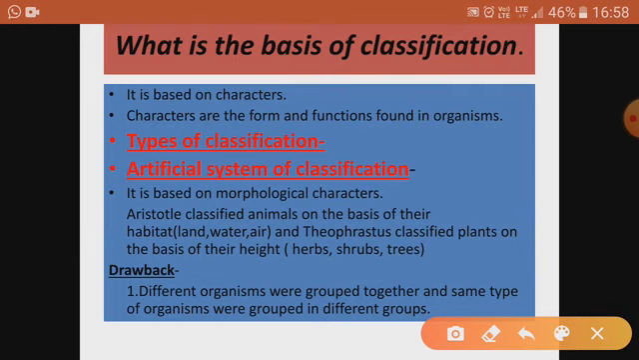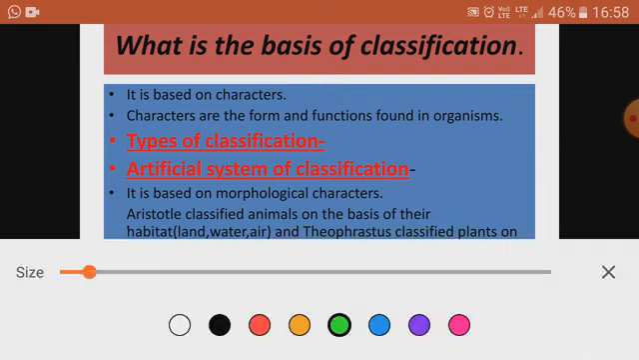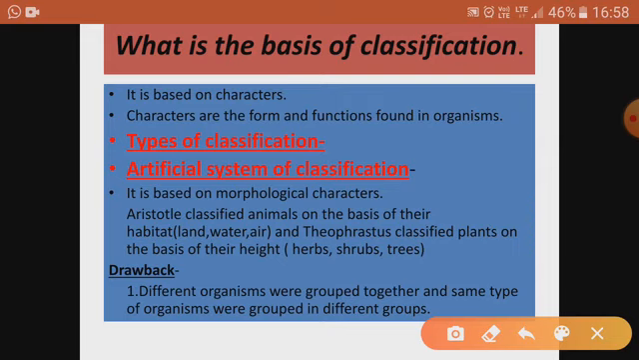Now, what is the basis of classification? How do we classify living organisms into different groups and subgroups? So the answer is very obvious and very simple, that is the characteristics. On the basis of certain characteristics, we do the classification.